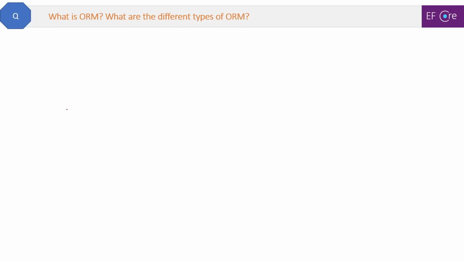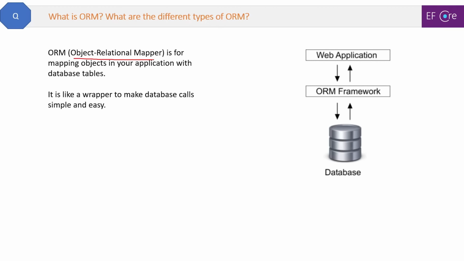What is ORM? What are the different types of ORM? ORM stands for Object Relational Mapper. It is for mapping objects in your application with database tables. It is like a wrapper to make database calls simple and easy. Here in the diagram you can see the web application and database are interacting with the help of an ORM framework. So it lies in between your web application and database.